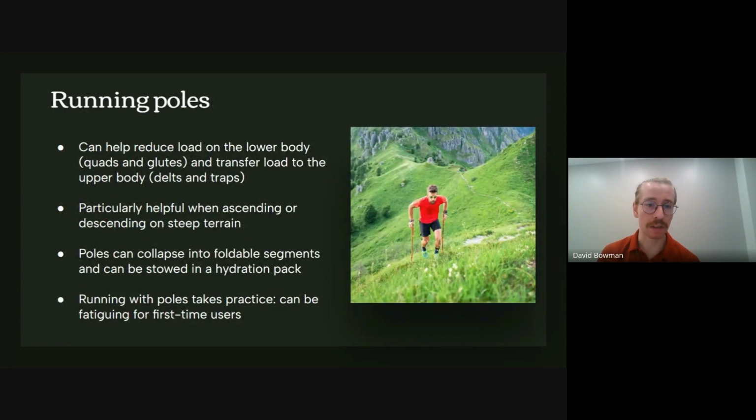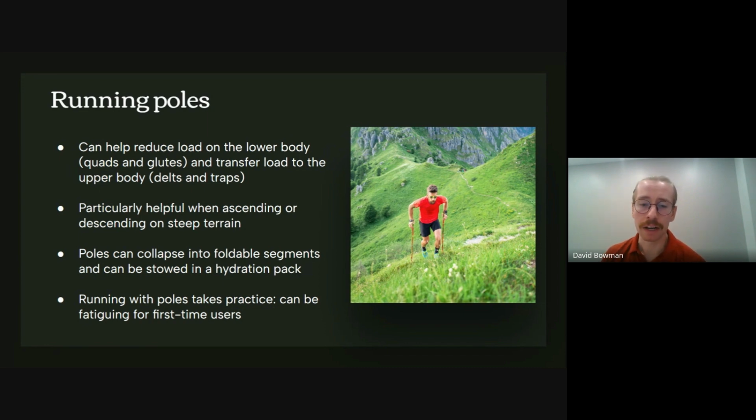The last piece of gear that I want to talk with you guys about are running poles. These are a bit of a specific thing to trail running, and they're interesting in that they help us reduce the load on the lower body and transfer it to the upper body. And so they tend to be more beneficial when we are ascending or descending on very steep terrain, as we see in the fellow in the picture here. And one cool thing about poles is that they can also break down into foldable or collapsible segments.